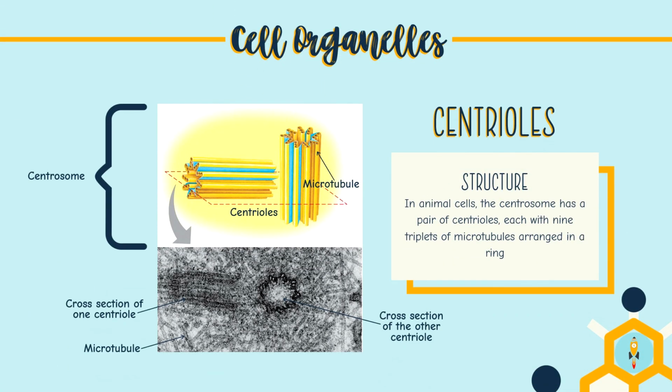Lastly, the centrioles. Centrioles consist of two short cylindrical microtubule structures at right angles to each other and are situated in the cytoplasm near the nuclear envelope. Centrioles occur in animal cells, where they organize the microtubules of the cytoskeleton during cell division. Please note that plant cells lack centrioles.